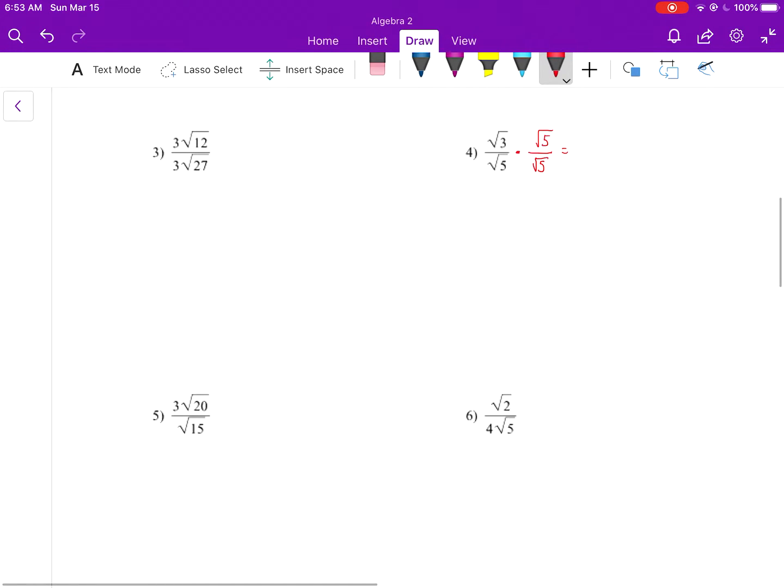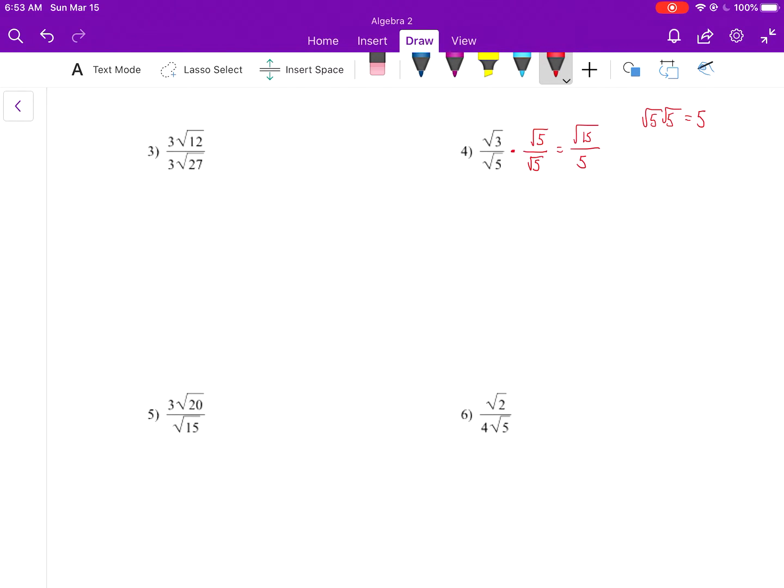So now we multiply across. We have square root of 3 times square root of 5 is square root of 15. And then square root of 5 times square root of 5 is just 5. Remember, if you ever multiply a square root by itself, it's just equal to the number that's inside there. The long way of getting that would be to realize this is the square root of 25, which is 5.